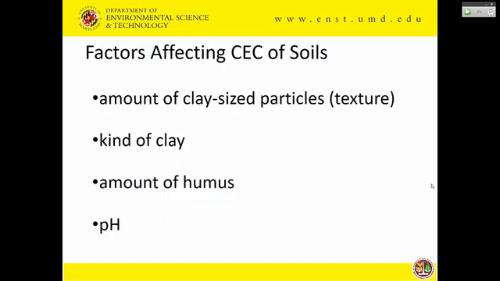Let's think about what factors affect the cation exchange capacity of a soil. How much clay do you have? How much clay-sized stuff? If you get a textural class analysis done on your soil, that'll give you at least a range within which your clay-sized particles are measured. But the kind of clay, whether it's kaolinite, whether it's illite, whether it's montmorillonite, the amount of humus, okay? Because it's the humified organic matter that has all those functional groups that dissociate and cause charge, and also the pH, because we know that the hydrous oxides and the organic matter and the edges of the clays, charge is dependent upon the pH of the system.